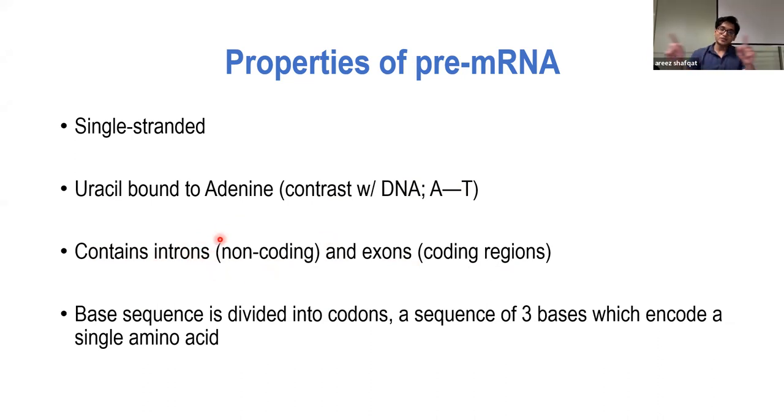Now, the mRNA sequence is composed of many, many base pairs. It might be, for instance, U, A, U, G, C, U, A. That long base sequence is divided into groups of three. Each group of three is called a codon, because each codon encodes a single amino acid. Does that make sense? This concept of codons. All right, that's good.